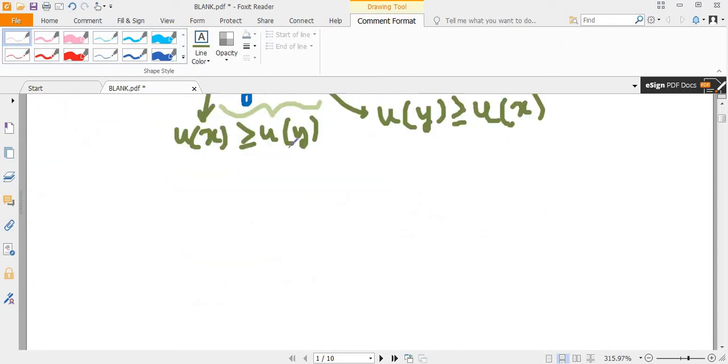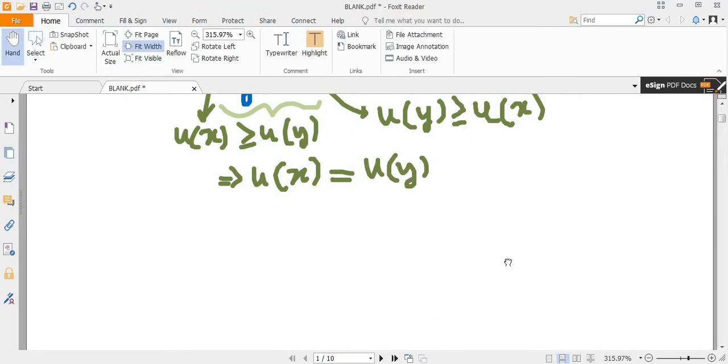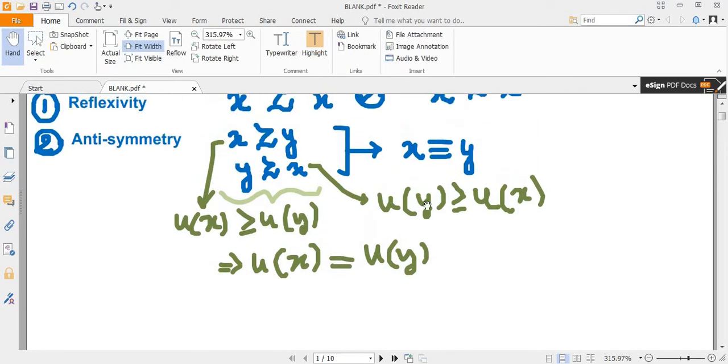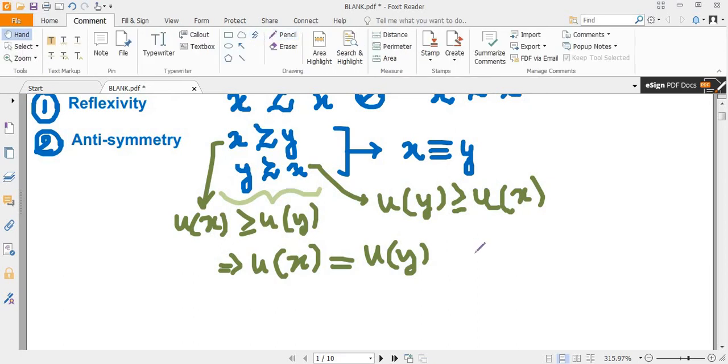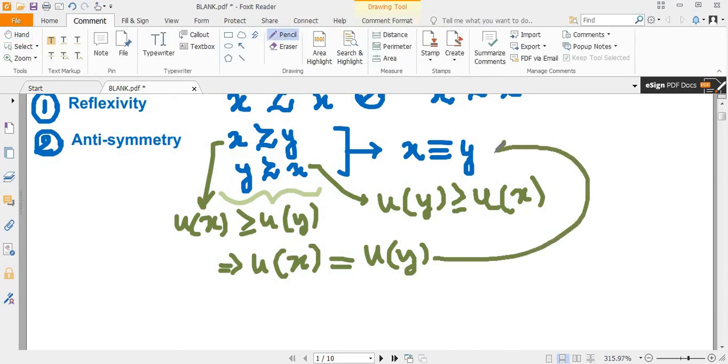Now what can we say from these two expressions? From these two expressions we can say utility of X is equal to utility of Y, because the two above conditions can only hold when there is actually an equality sign. So this is what I can get. However, this does not imply that X and Y are identical.